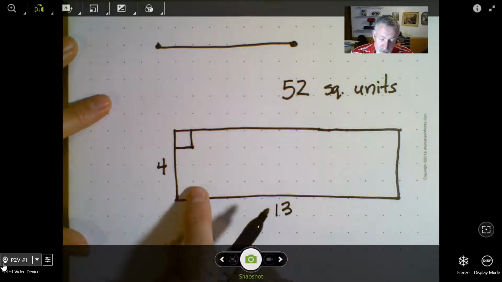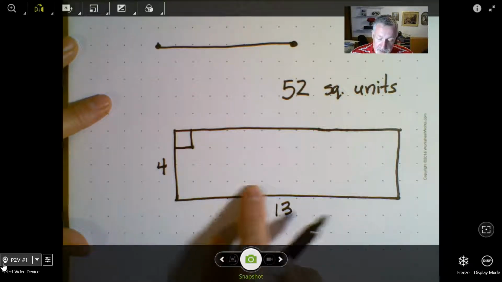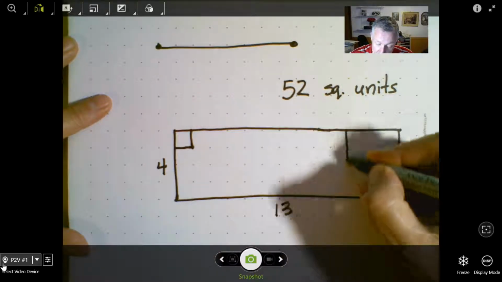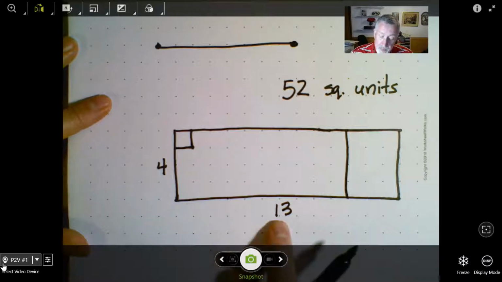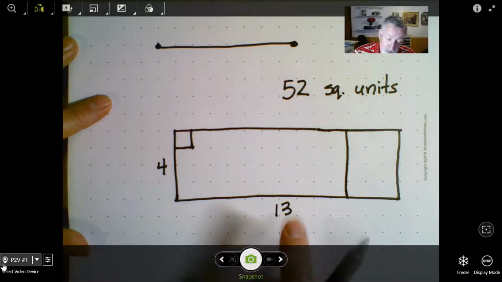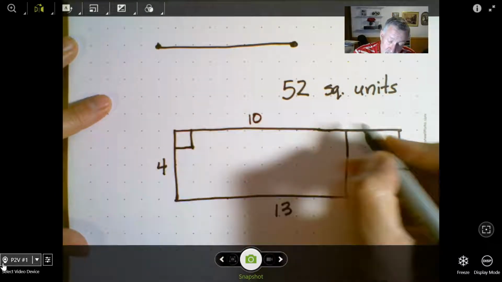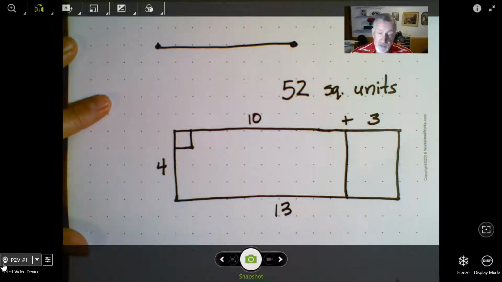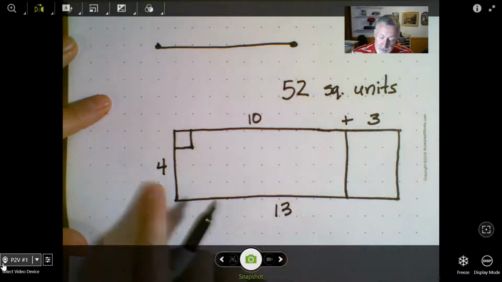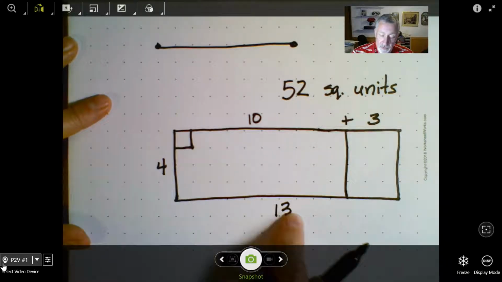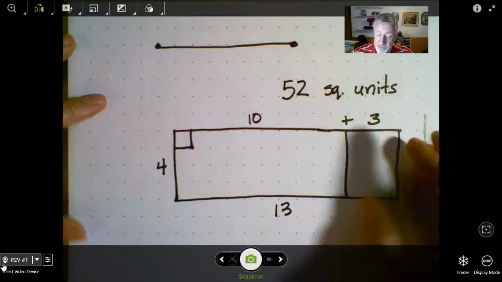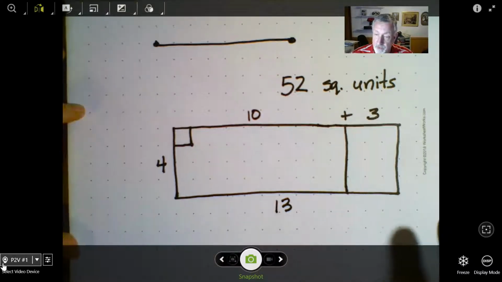I'm going to go 1, 2, 3, 4, 5, 6, 7, 8, 9, 10, and I'm going to draw a line right there, okay? Because 13 is 10 plus 3. So if I didn't know what 4 times 13 was, I could split this up into two shapes, and when I put those two shapes together, it's going to give me the total area.